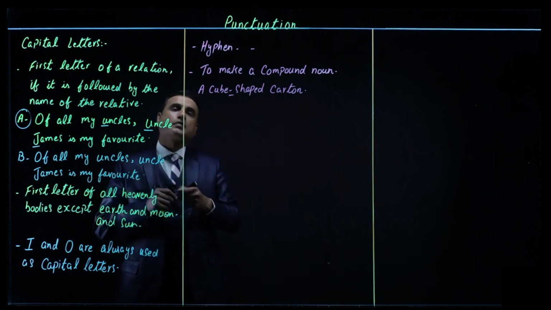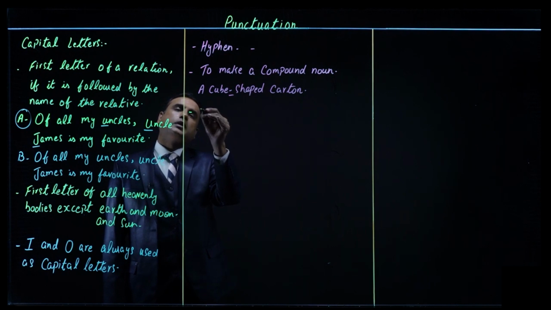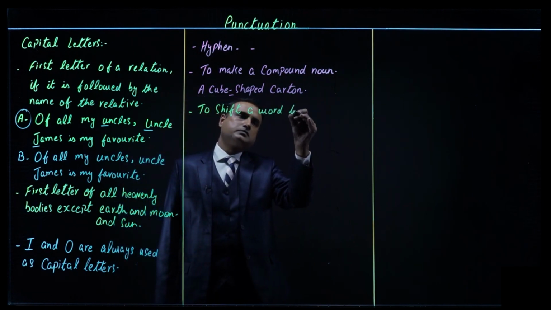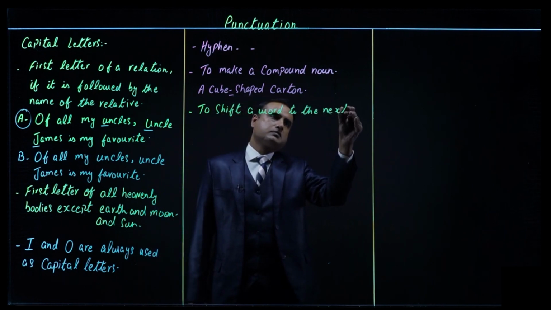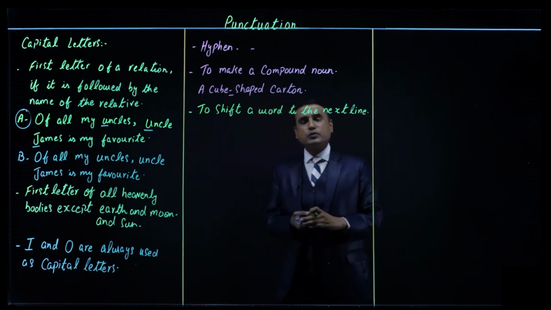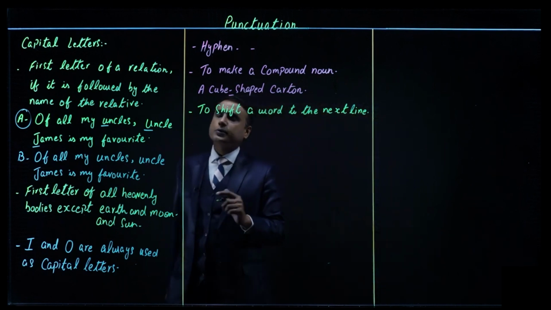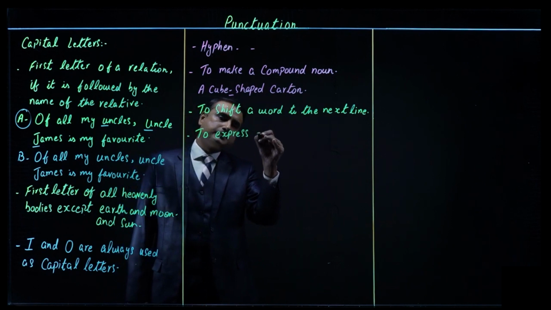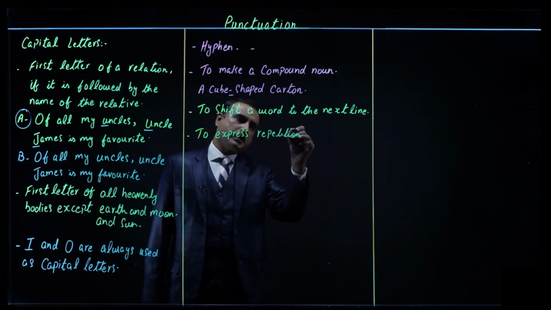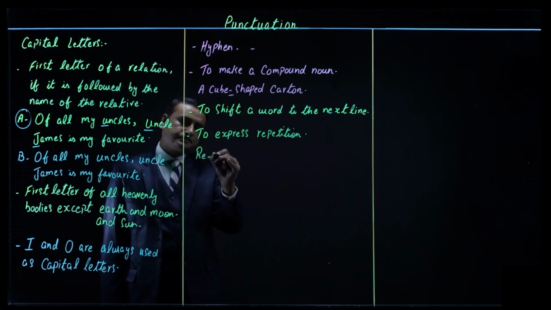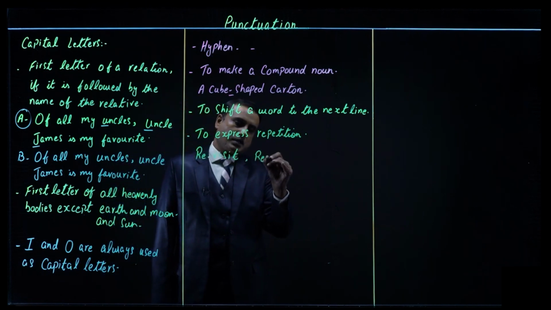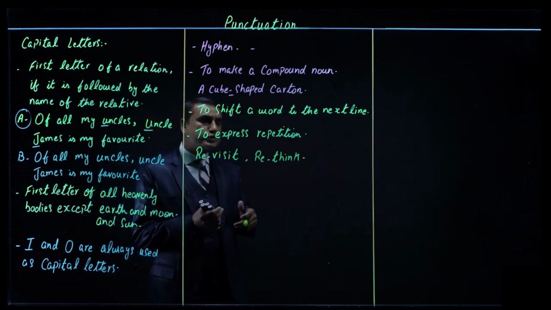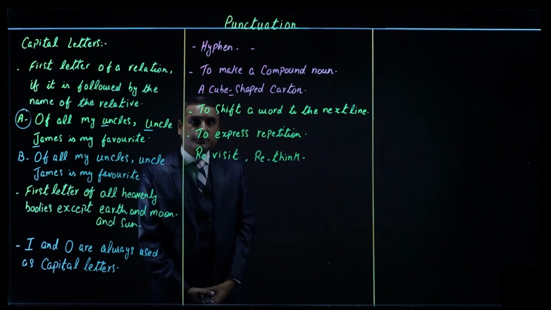Then it is used to shift a word to the next line. नेक्स्ट लाइन पर जब आप उसको शिफ्ट करते हो तो देन आप हाइफन जो है वो यूज़ करते हो. एंड फाइनली इट इज़ यूज्ड टू एक्सप्रेस रेपिटेशन. फॉर एग्जाम्पल जैसे आप कहते हैं re-visit, re-think, ठीक है, re-group. सो ये क्या करते हैं? एक्सप्रेशन जो रेपिटेशन का है उसको हम इसको एक्सप्रेस करने के लिए इस्तेमाल.